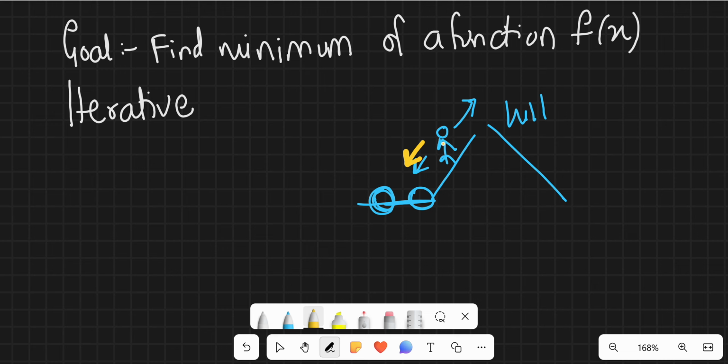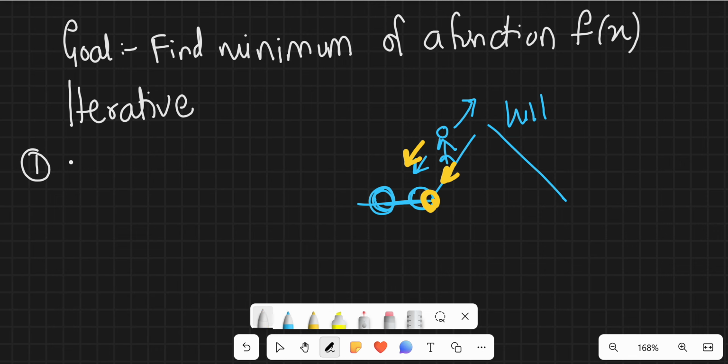So how did you determine that if you take this direction, you are going towards the minimum point? You decided this if the step you are taking in this direction is taking you closer to the minimum point. This is exactly what we do in the gradient descent algorithm.